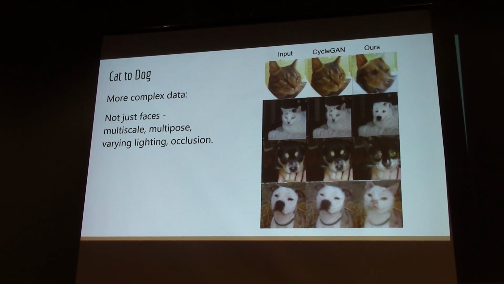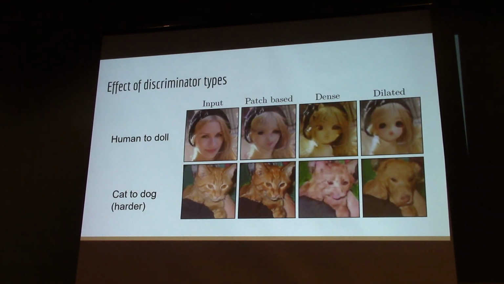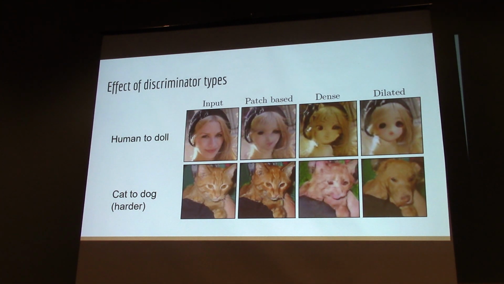Let's look at the effect of the discriminator types on this task. So on the easier human to doll task, we had the classic patch-based discriminator. We could have a dense discriminator like DiscoGAN uses, or this dilated convolution discriminator. And it happens that these dilated convolutions really help in managing to capture some of that shape appearance. So how can we quantify this? Because all of these networks still think they're solving the problem. They have managed to map between the two domains.